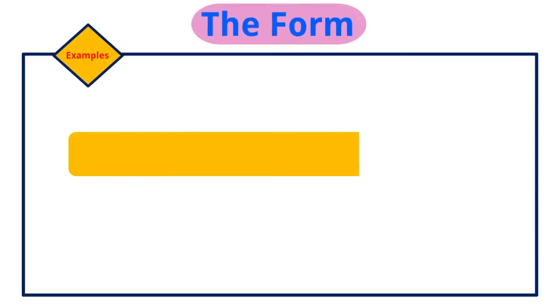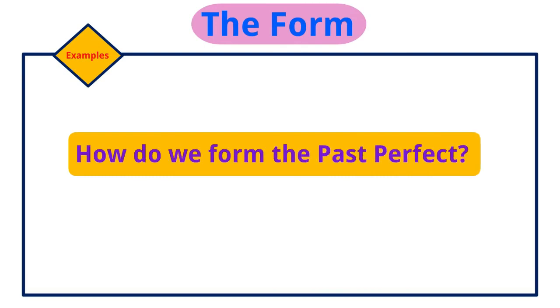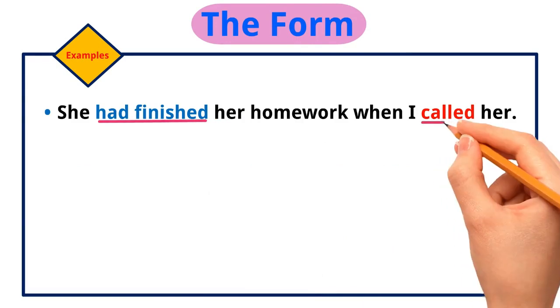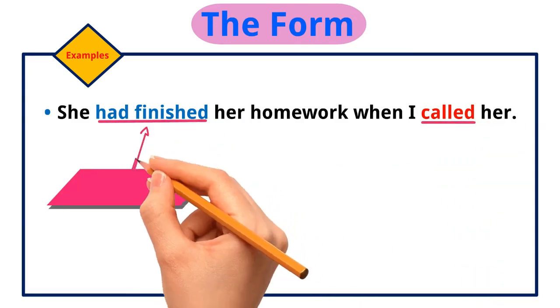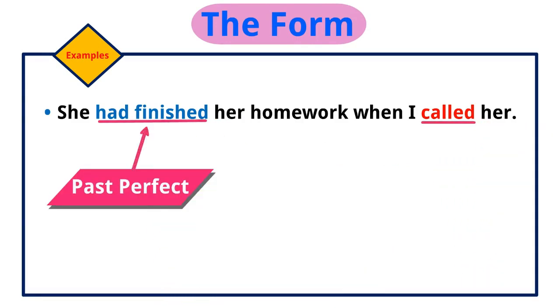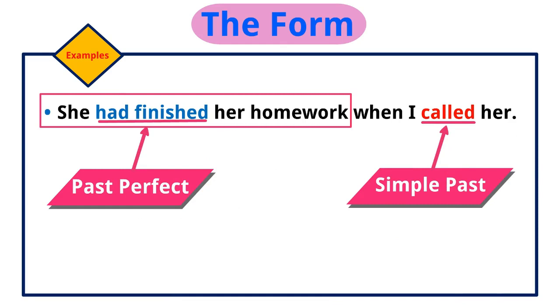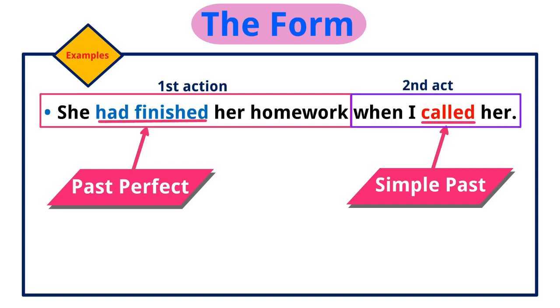So how do we form the past perfect? For example, she had finished her homework when I called her. Here we have two verbs. First verb is had finished and it is in the past perfect. The second verb is called and it is in the simple past. And here we have two actions. So she had finished her homework is the first action, and when I called her is the second action.